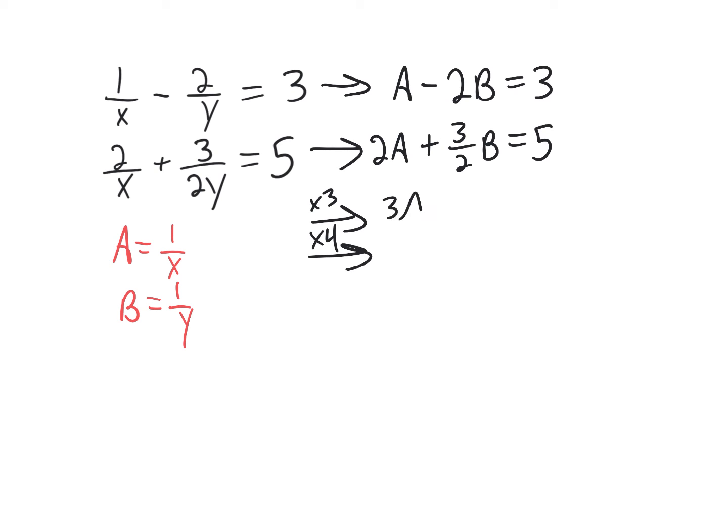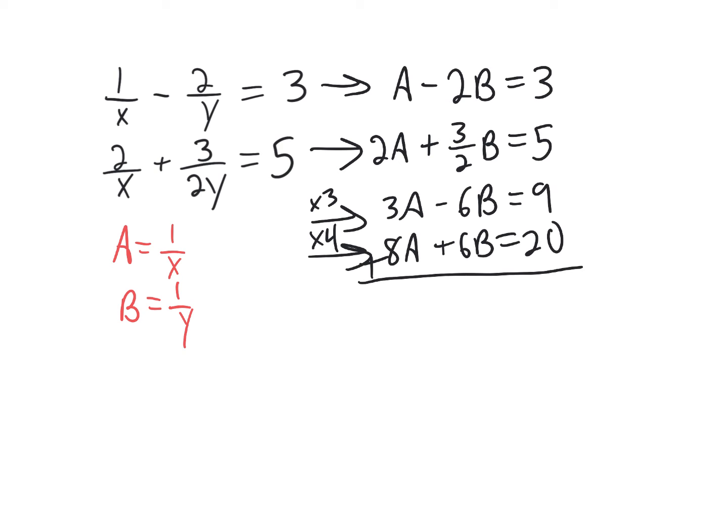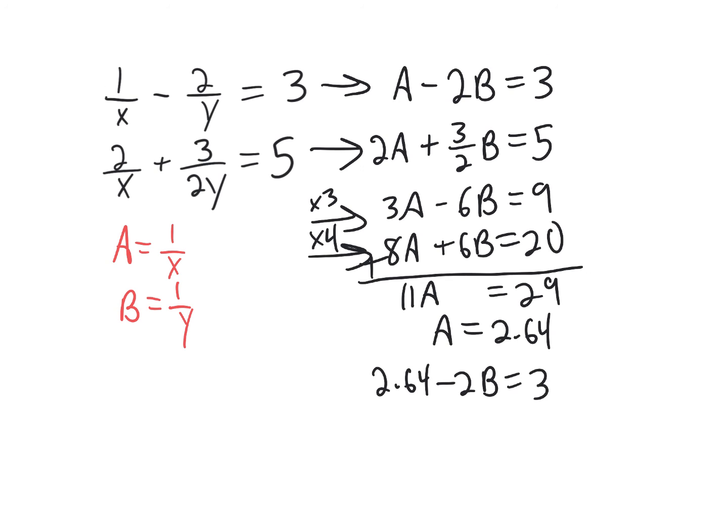So we get 3a minus 6b equals 9, 8a plus 6b equals 20. Adding them gives me 11a equals 29. Divide and we get a equals 2.64. Using that in one of the original equations, we can find b. So 2.64 minus 2b equals 3. b equals approximately negative 0.18.